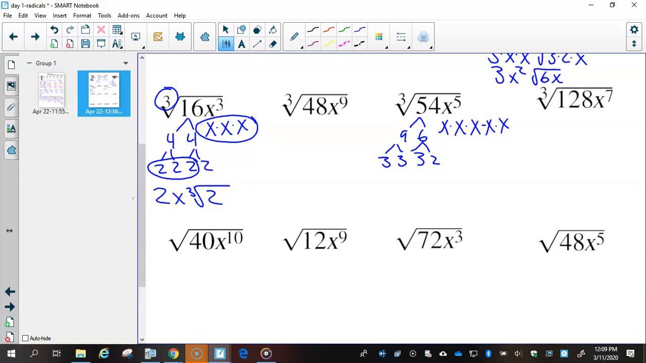Again, we're looking for groups of 3. So with our 3's, we have a group of 3. In our x's, we have one group of 3. And then anything else gets left inside. So the 3 comes out, the x comes out. Inside, we have 2 times x times x. But this is a cube root, so it needs to stay a cube root. And we need to multiply these two.